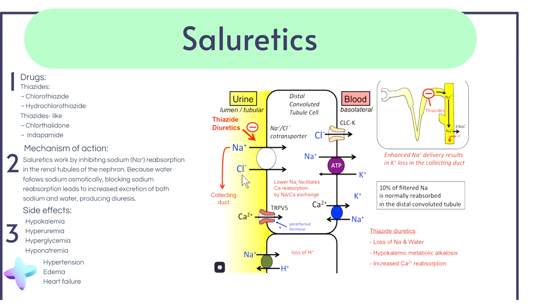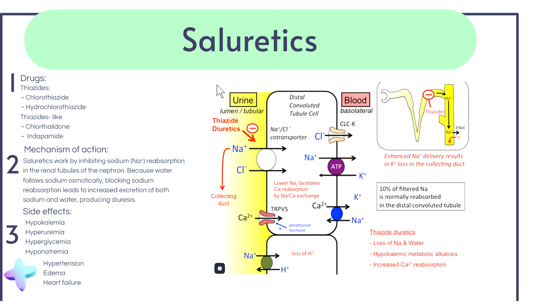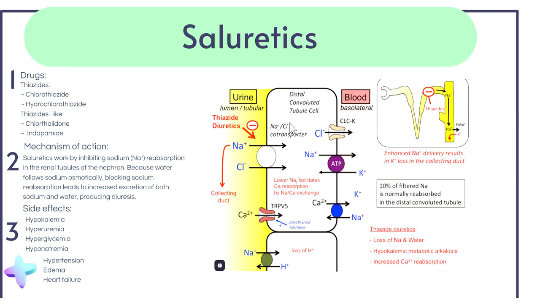Then we have the next group of medications, which are saluretics. The drugs here are divided into two groups. We have thiazides and thiazide-like. The thiazides are chlorothiazide and hydrochlorothiazide, while the thiazide-like are chlorthalidone, for example. First question, one more time: where do they act? Which part? They are acting on the distal convoluted tubule. Next question: which transporter are they blocking? They are blocking the sodium chloride co-transporter.